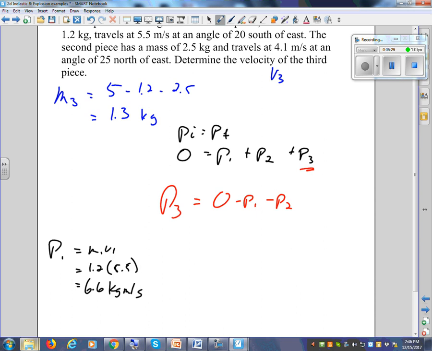Yesterday I didn't do that, I just put it all as part of the component thing. And I realized after I probably should have done it. 1.2 times 5.5, right Josh? No, P1 equals M1V1.